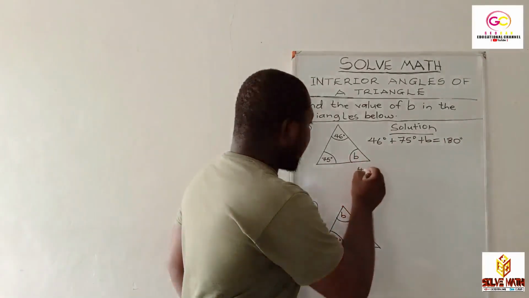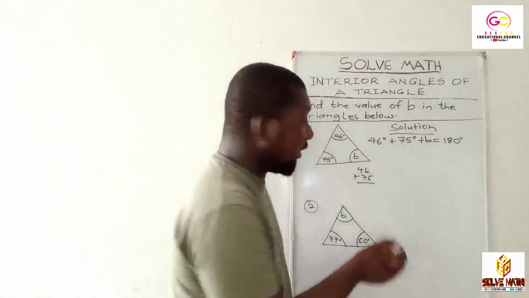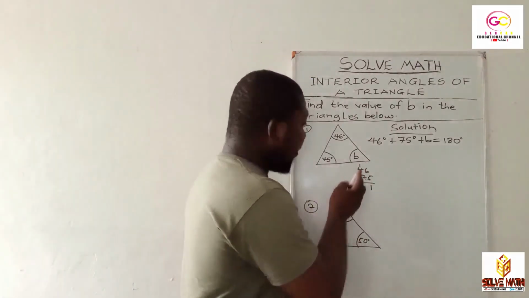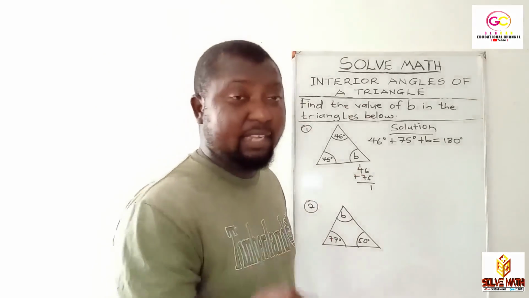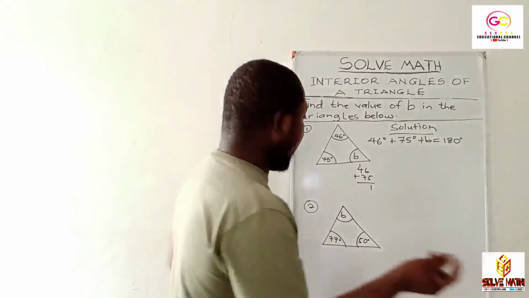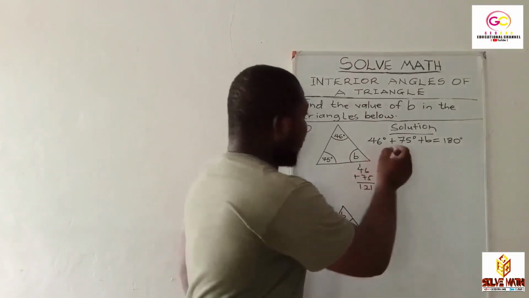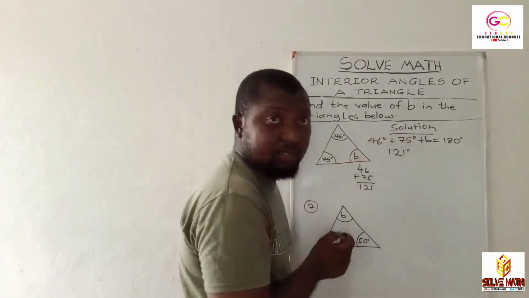So 46 plus 75 degrees: 6 plus 5 is what? 11. Write 1, remember 1 here. 1 plus 4 is 5. 5 plus 7 will give us what? 12, right? Good. So we have 1, 2. Good. So we have 121 degrees here. That is the 46 plus the 75.